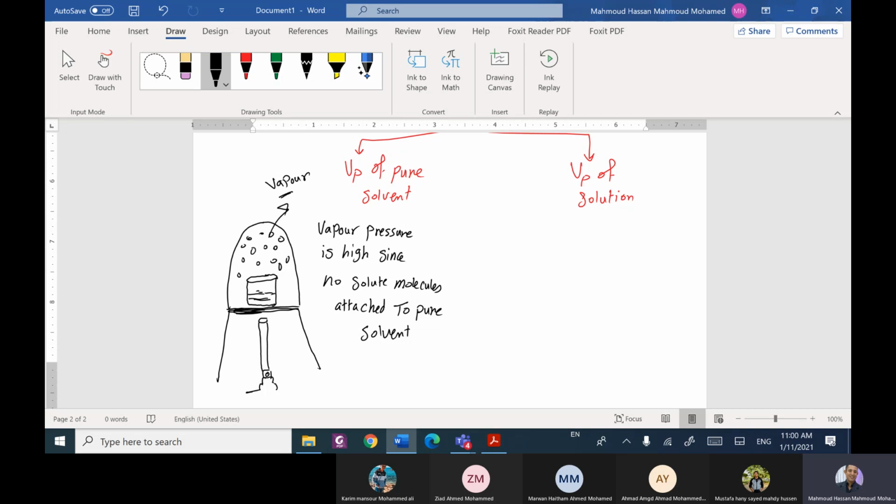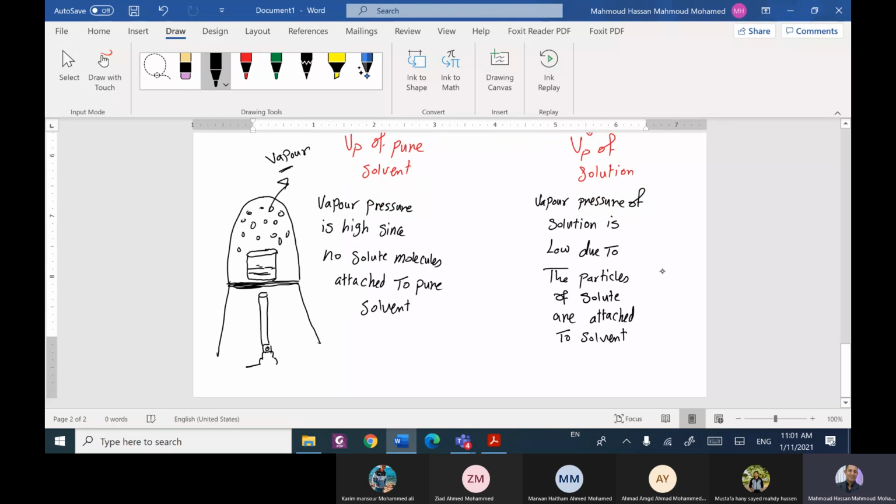But for the same case, for the solution, the vapor pressure of the solution is low due to the particles of solute being attached to solvent. This decreases the vapor pressure.